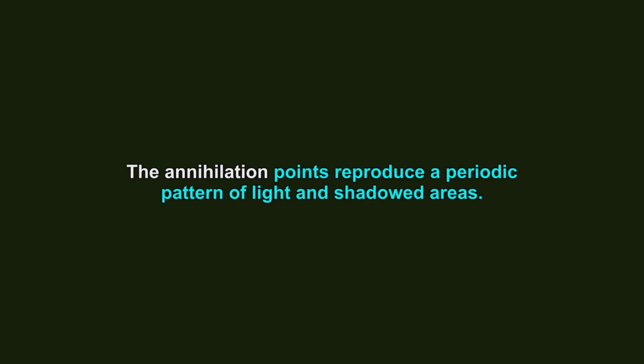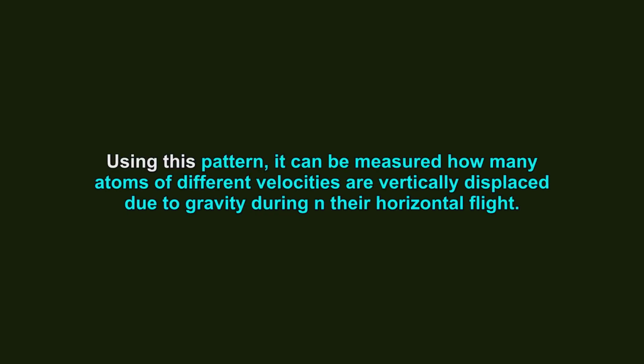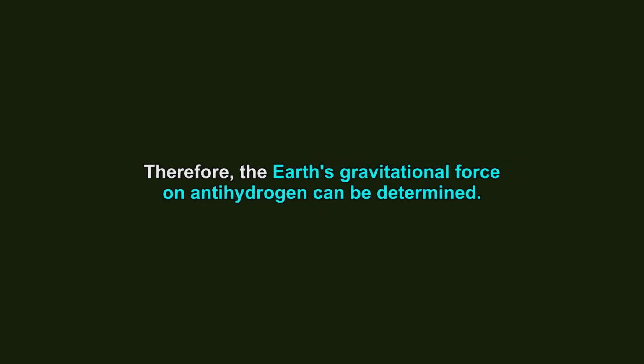Areas behind the gratings are shadowed, while those behind the slits are not. The annihilation points reproduce a periodic pattern of light and shadowed areas. Using this pattern, it can be measured how many atoms of different velocities are vertically displaced due to gravity during their horizontal flight. Therefore, the Earth's gravitational force on antihydrogen can be determined.